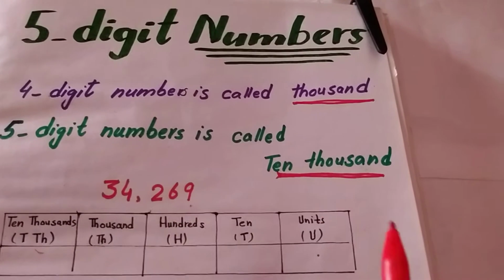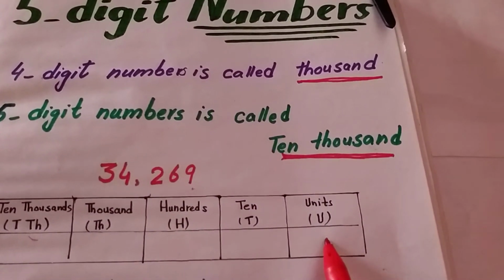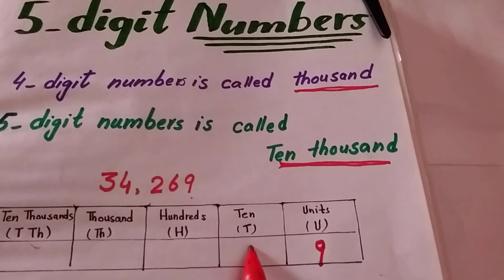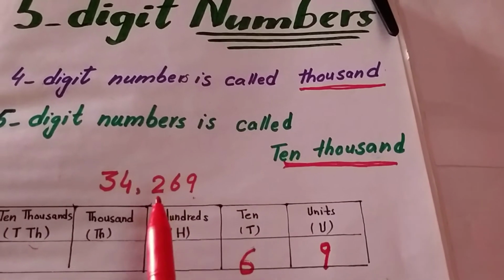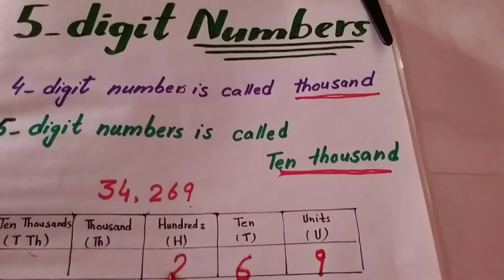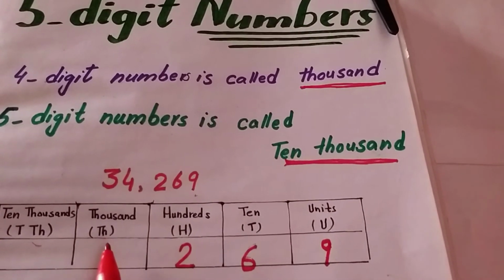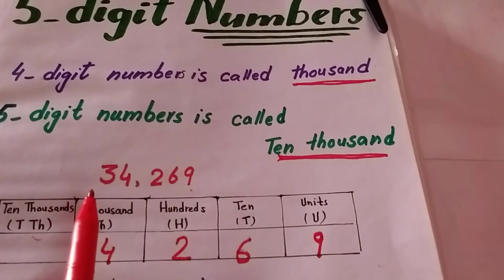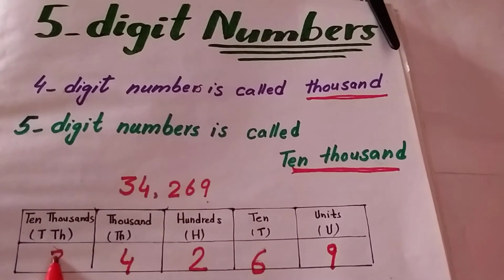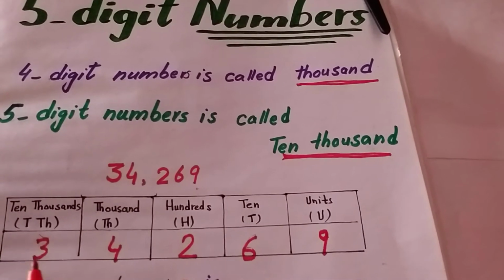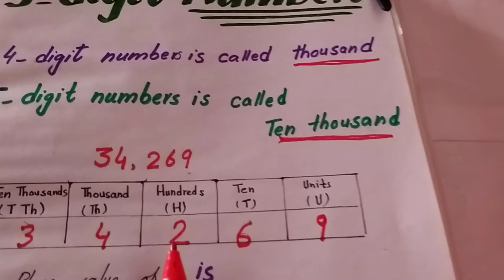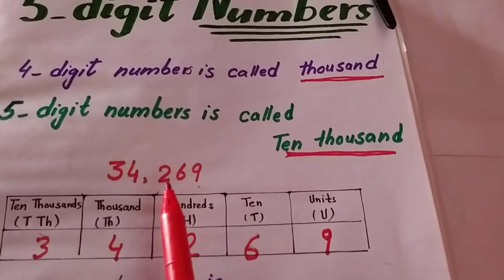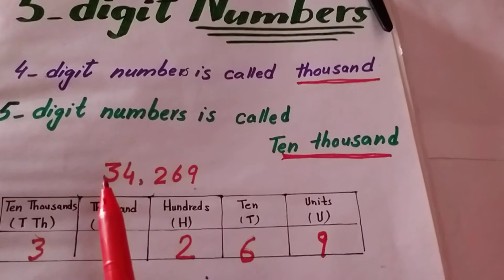9 is unit. Write it in the unit column. 6 tens, 2 hundreds, 4 thousands, 3 ten thousands. We read it as 34,269. 9 units, 6 tens, 2 hundreds, 4 thousands, 3 ten thousands.